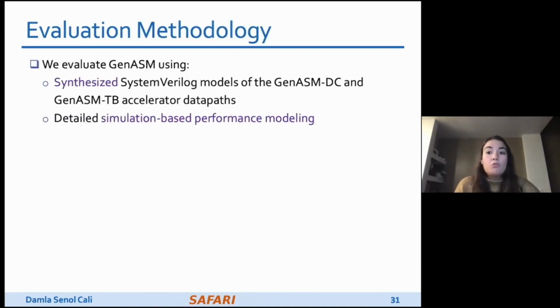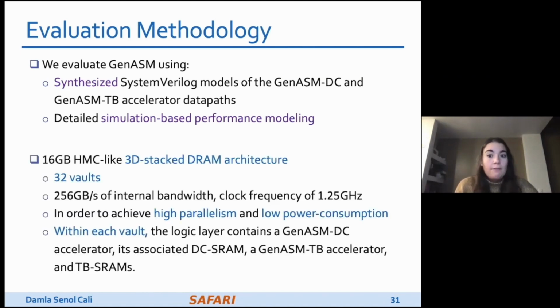We evaluate GenASM using a combination of synthesis of our DC and TB accelerator data paths and a detailed simulation-based performance modeling. We evaluated a 16 gigabyte HMC-like 3D-stacked DRAM architecture with 32 vaults. Our accelerators can be ported anywhere in the system, but in order to achieve high parallelism and low power consumption, we place both DC and TB along with the associated SRAMs in the logic layer of the 3D-stacked memory. As I will show next, our hardware is highly efficient in terms of both area and power, so they are within the budget limits of the logic layer.